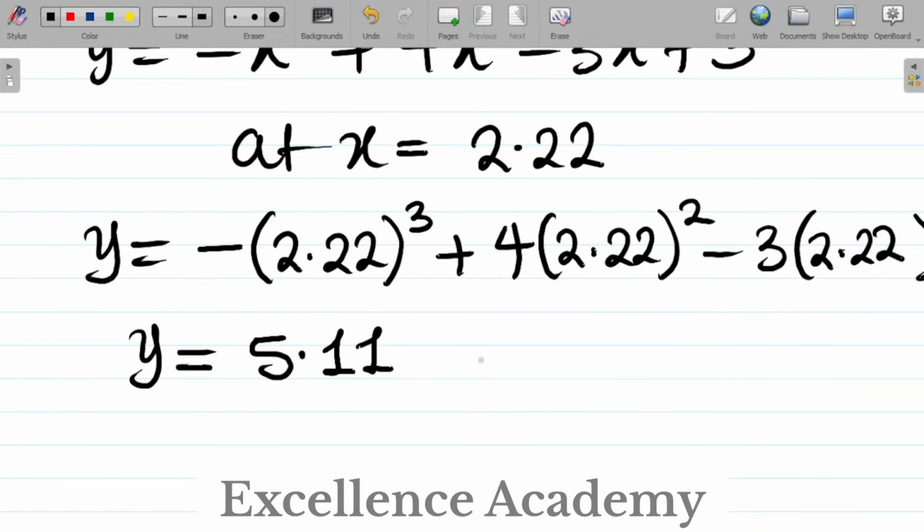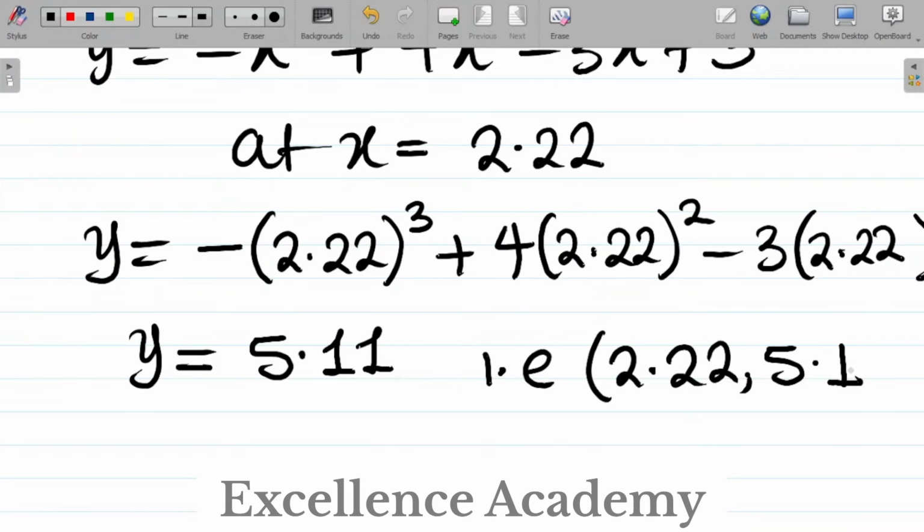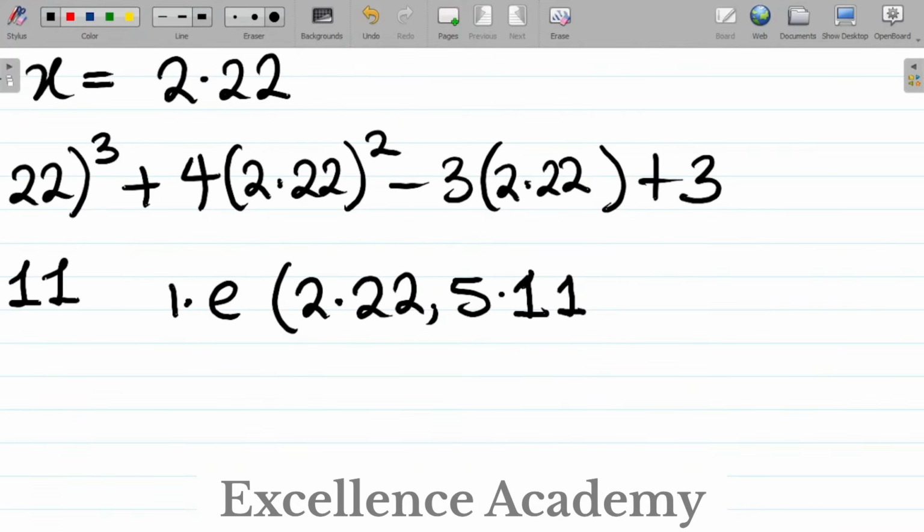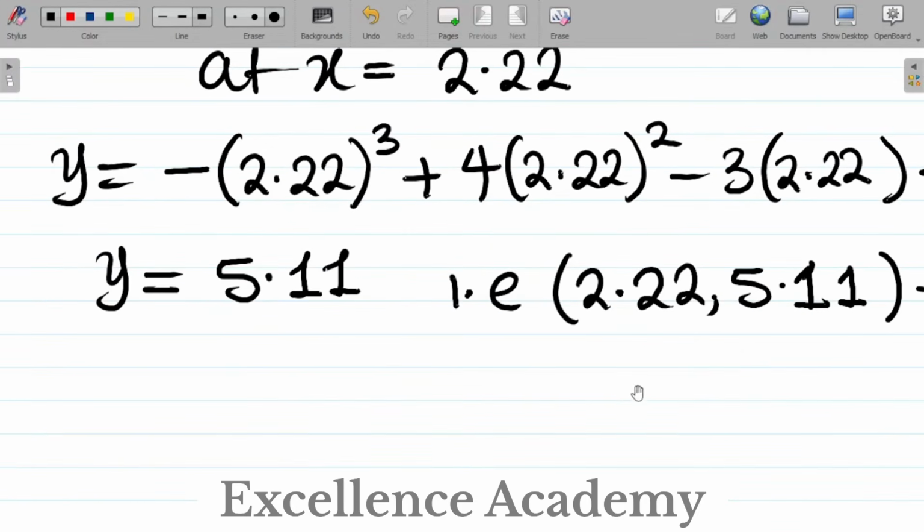So that is at x equal to 2.22, y is 5.11. This value you have here is your first result. Call this A. That's your first point. Now let's look for the second point.